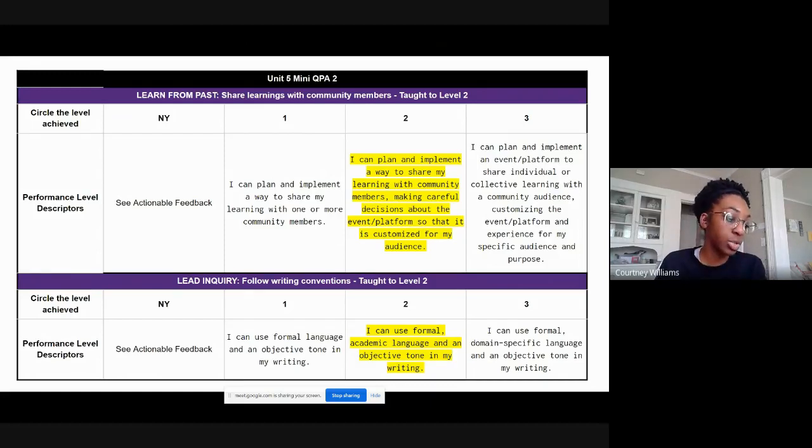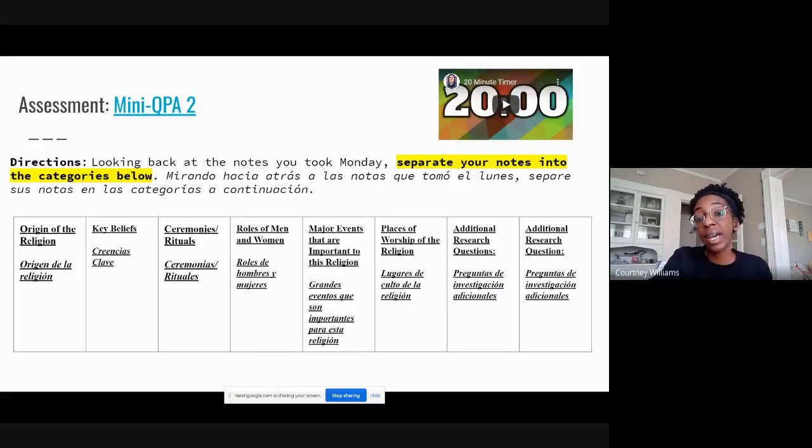All right, awesome. So you should have paused the video and taken a second to review this rubric. And that is your Mini-QPA. So taking the notes that you wrote on Monday and categorizing them by the given categories in addition to your own research question.